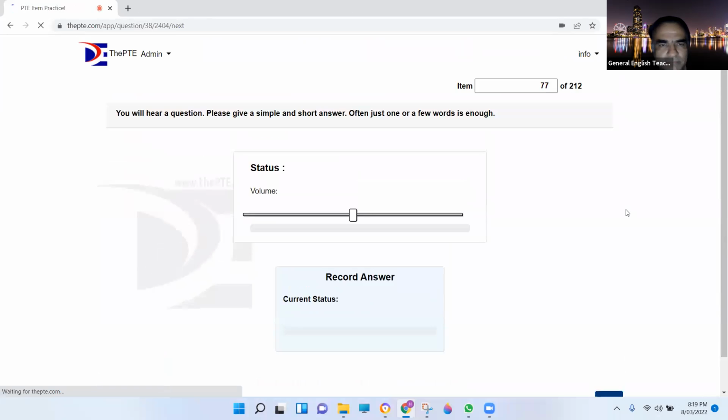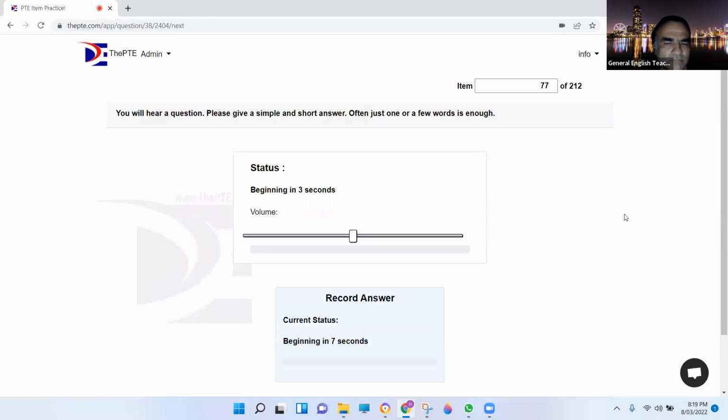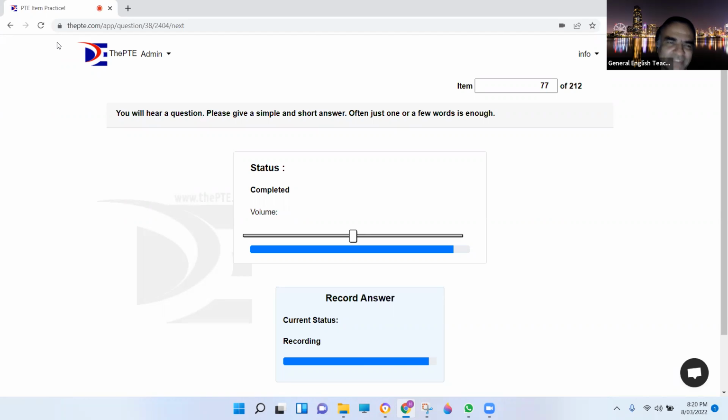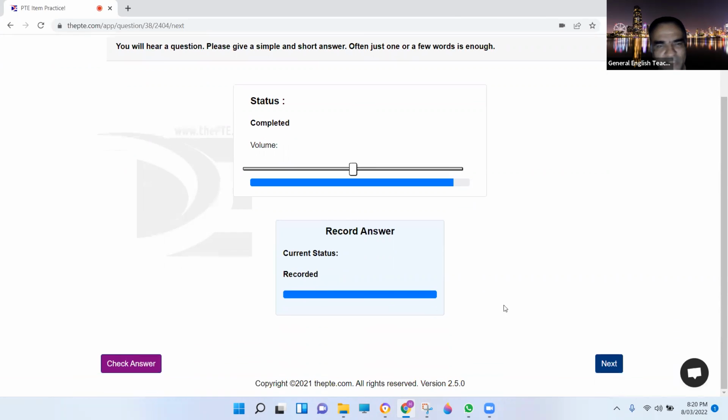Next one. Jacob. Two children born at the same time to the same mother are called twins. Very good. Twins. Next one.